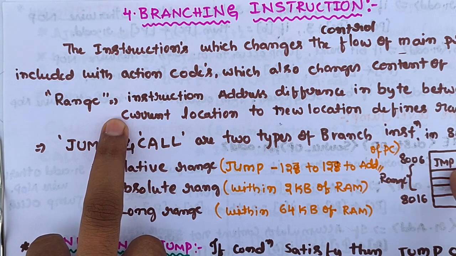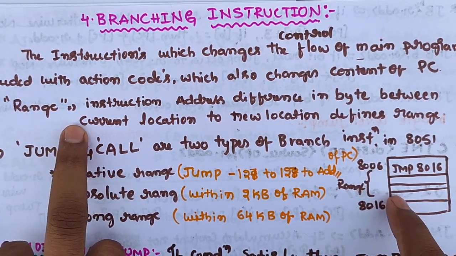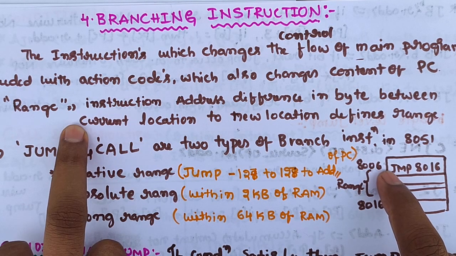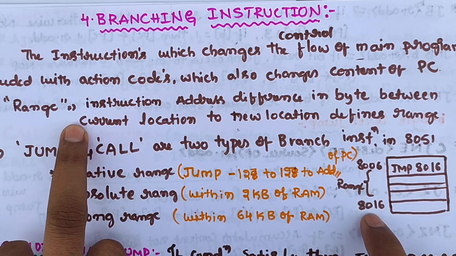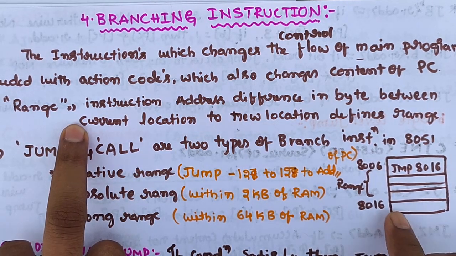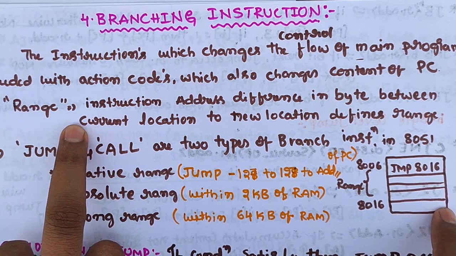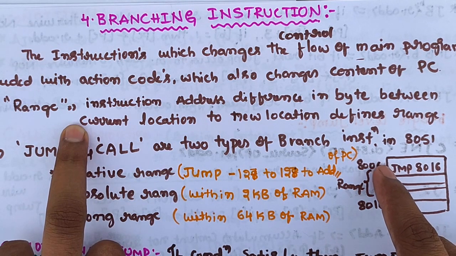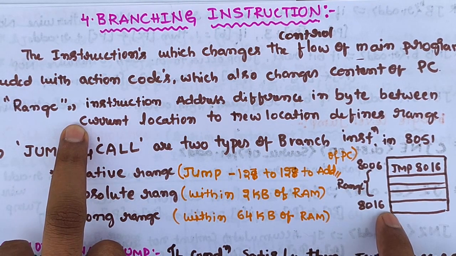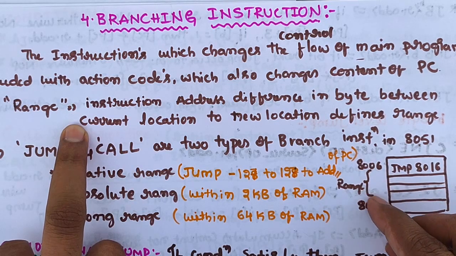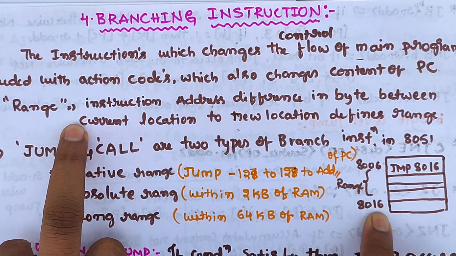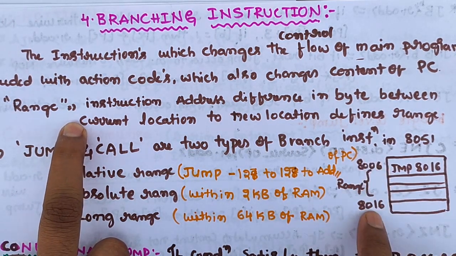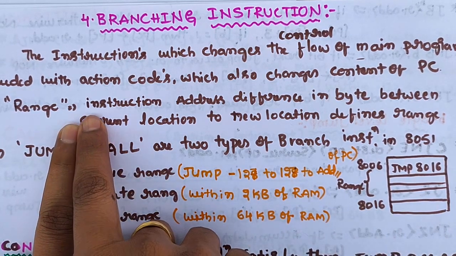Range is nothing but the instruction address difference in bytes between the current location and the new location. For example, here is one diagram. The main program is executing at the position of 8006. If the jump occurs in this condition, it will go to the 8016 location. So the program counter is loaded with this location, and it will start to execute from this position. So it jumps from 8006 to 8016. Therefore the range will be 10H bytes of instruction, that is how far my location is transferred, therefore it is called range.